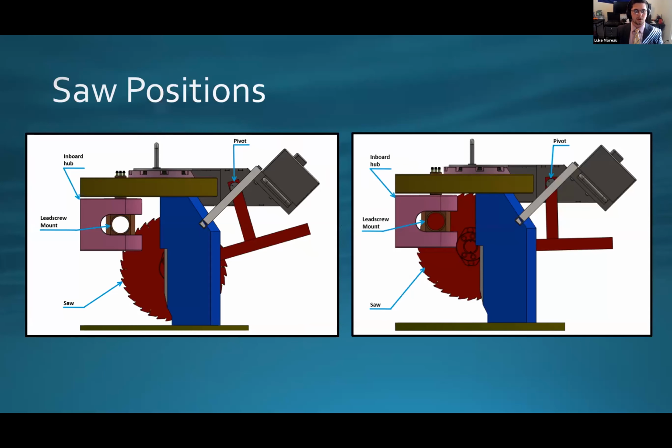However, we want to cut all the way through the lead screw mount. This will release the clamp. Our pivot was specifically placed so that it does not hit the inboard hub, but it does cut all the way through the lead screw, as seen in the right image.